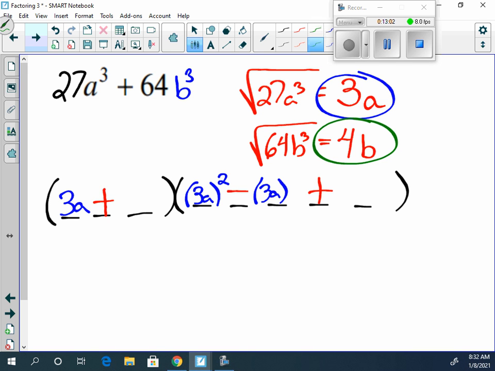Any questions before we move on to the other term? So our other term is 4b. So in the first spot over here, we'd have just 4b. We wouldn't have anything with 3a squared. In the middle, it would just be 4b to the first. Then over here, we would have 4b squared. Put that inside parentheses.